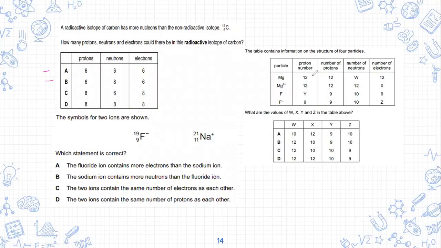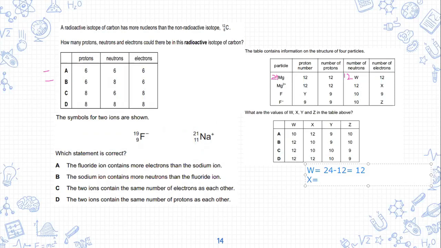So magnesium has 24. This is why the neutrons are going to be 24 minus 12, which is going to be 12. W is going to be 24 minus 12, which is going to be 12. For the next calculation, coming to X.